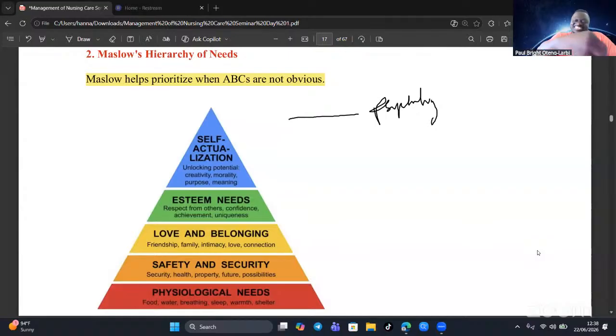Because you should be able to link it. Physiologic? Oh, no. Esteem is too far. Yes, physiological, because anxiety will also alter the normal functioning of the body. Love and belonging. Love and belonging. I've changed my mind, I'm thinking about safety and security. Safety and security.